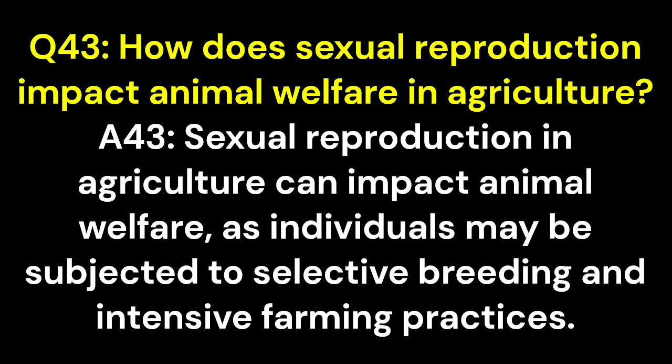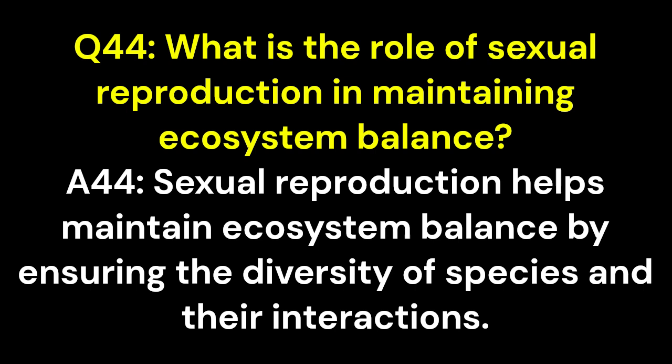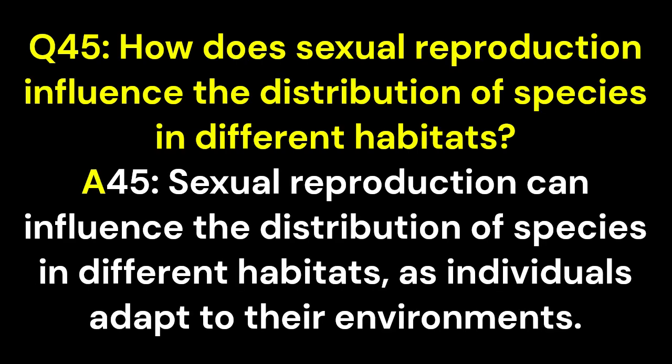Q43. How does sexual reproduction impact animal welfare in agriculture? A43. Sexual reproduction in agriculture can impact animal welfare, as individuals may be subjected to selective breeding and intensive farming practices. Q44. What is the role of sexual reproduction in maintaining ecosystem balance? A44. Sexual reproduction helps maintain ecosystem balance by ensuring the diversity of species and their interactions.